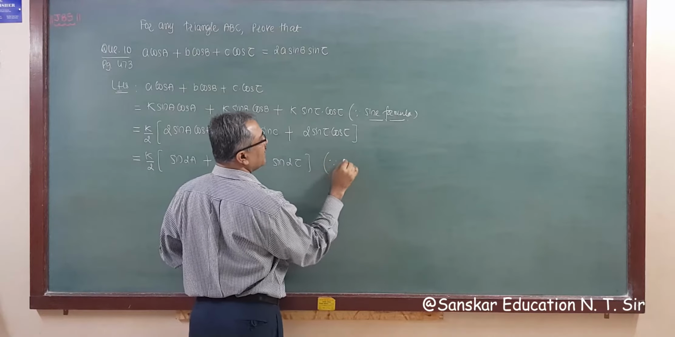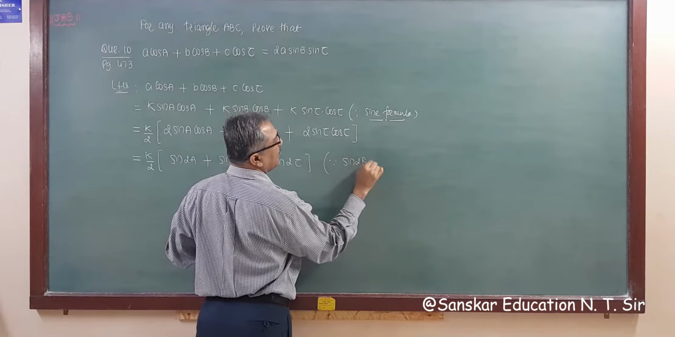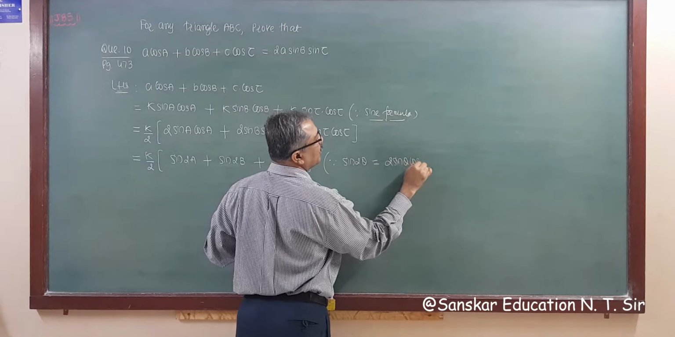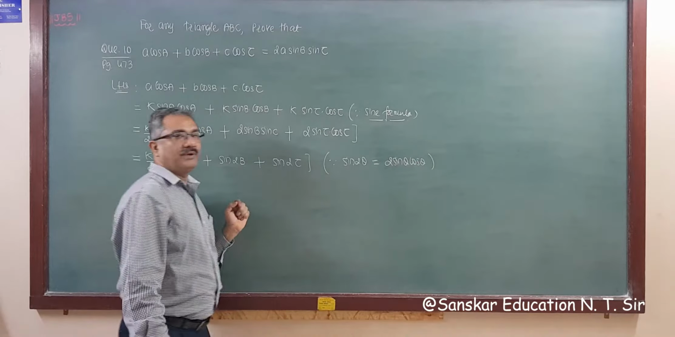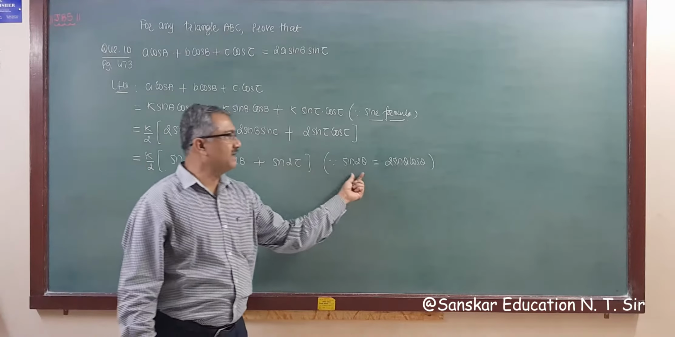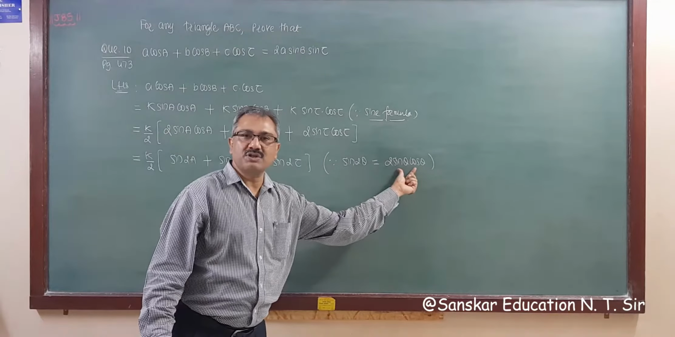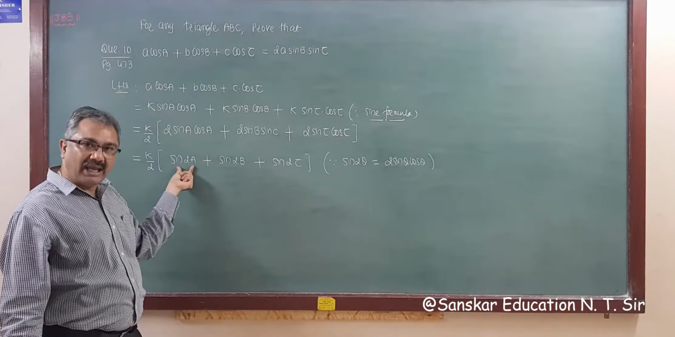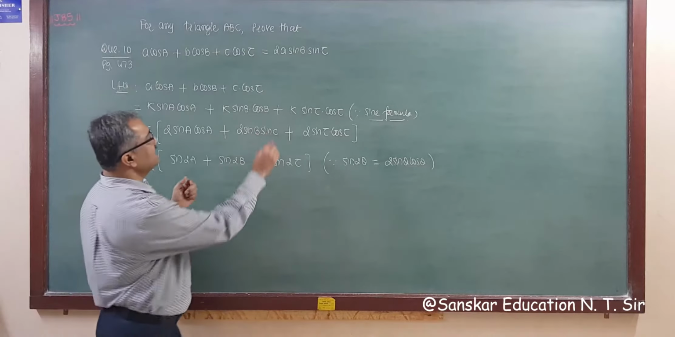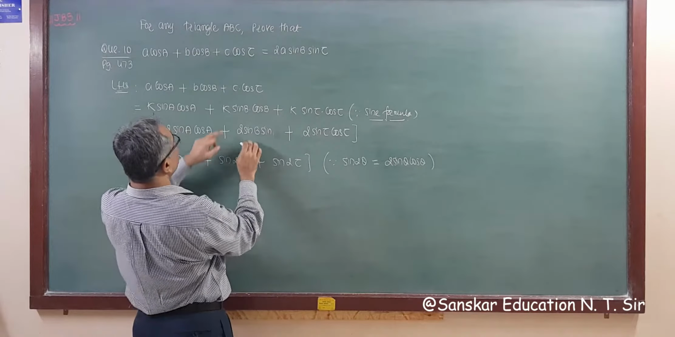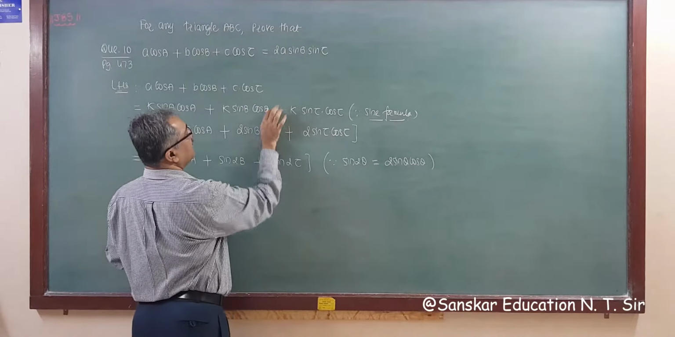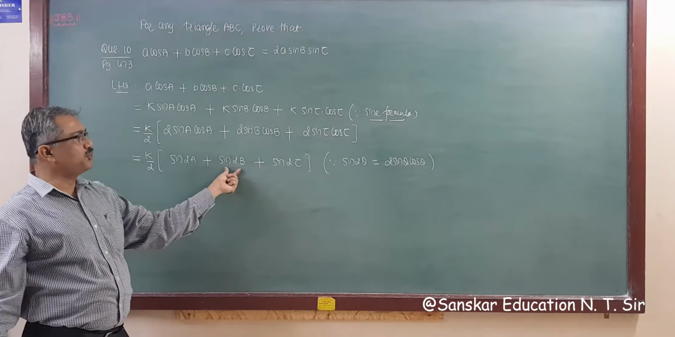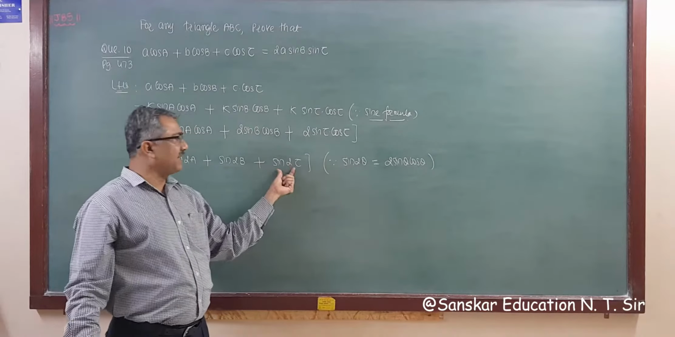Because sin 2 theta is 2 sin theta into cos theta. This is the formula. Sin 2 theta is 2 sin theta cos theta. So 2 sin theta cos theta is sin 2 theta. So 2 sin A cos A is sin 2A. This is B, 2 sin B cos B. Sorry, I am making a mistake here. Right? This is sin 2B and 2 sin C cos C is sin 2C.